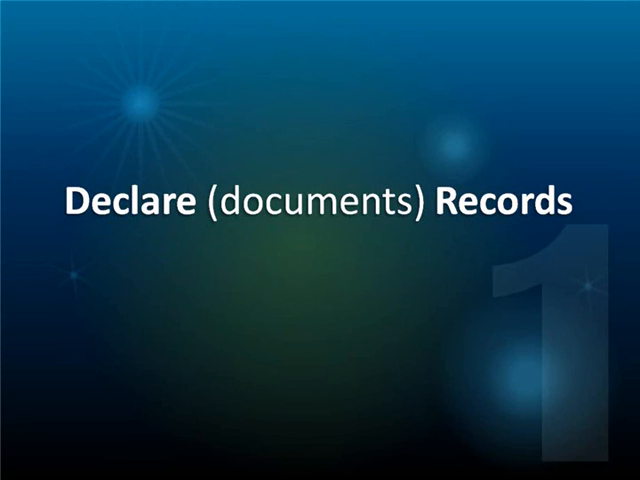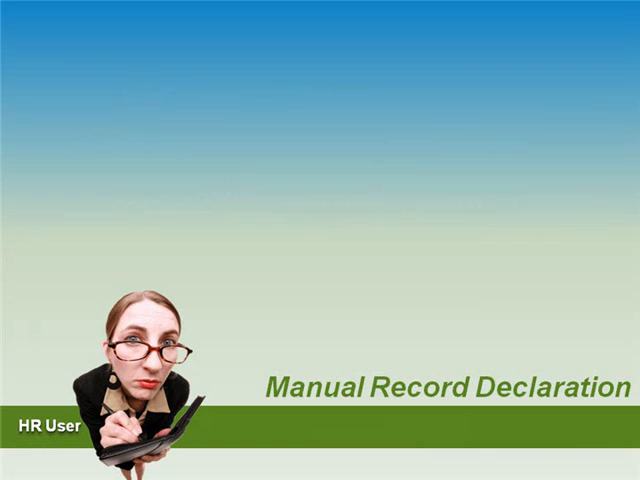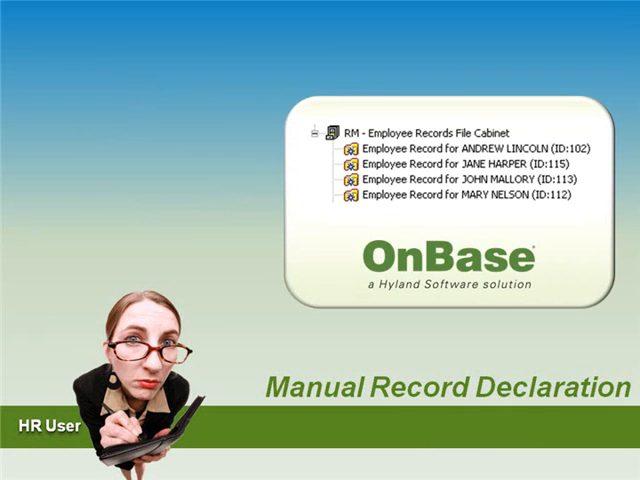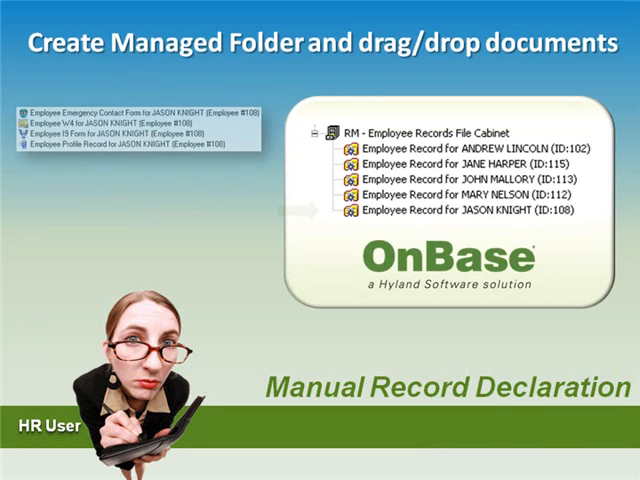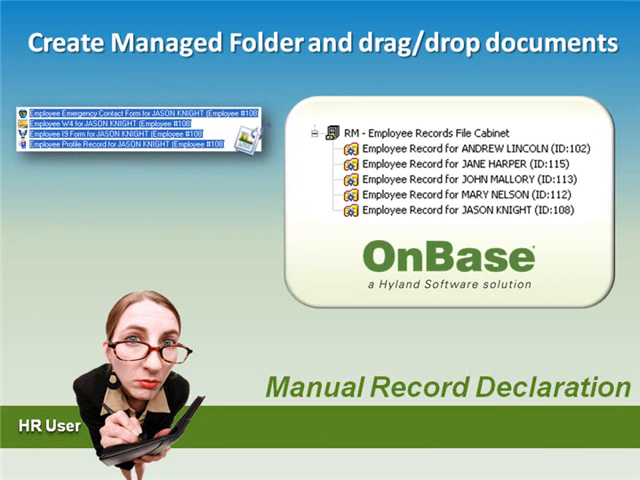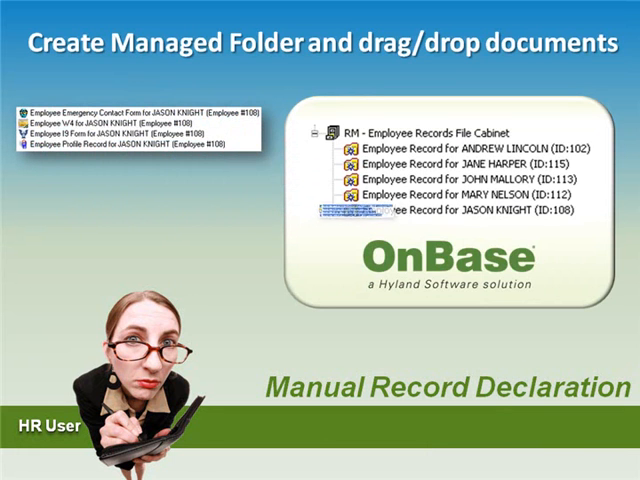Well, let's start at the beginning and talk about record declaration, or the process of declaring documents as records. Well, in a manual scenario, we could create a folder for each employee and effectively call that the record, and then we could find the documents related to this employee in the OnBase system, select them, and drag and drop them to this folder. And putting them in the folder would assign the appropriate retention period. But think about all the employees in your organization. That would take a lot of time.